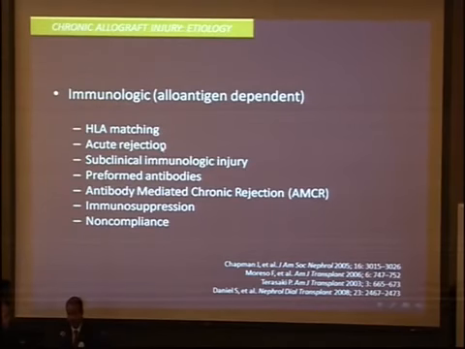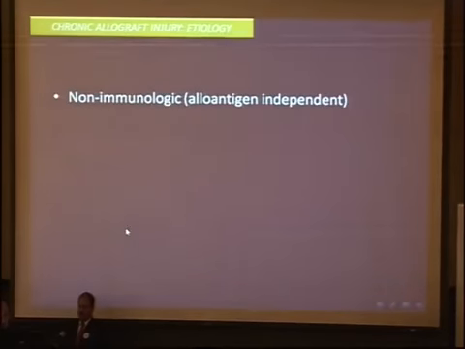So, examples of immunologic reasons that might lead to chronic allograft injury are poor HLA matching and repeated acute rejection. Recovery from acute rejection doesn't mean that it does not affect long-term graft survival. Also, ongoing subclinical immunological injury and preformed antibody-mediated chronic rejection. And here, if we find evidence of active antibody-mediated chronic rejection, then this might go out of this description and might be treated differently. Also, under-immunosuppression and non-compliance.